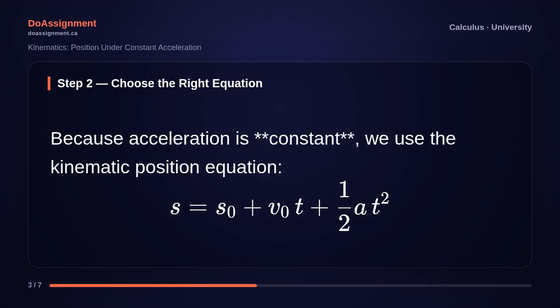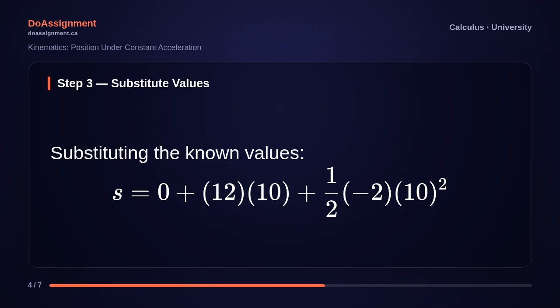Since the acceleration is constant, we can directly use the kinematic equation. S equals S naught plus V naught times t plus 1/2 times a times t squared. Substituting in, S equals 0 plus 12 times 10 plus 1/2 times negative 2 times 10 squared.